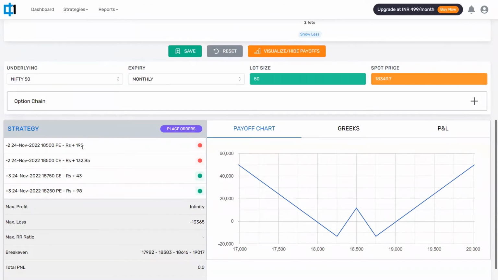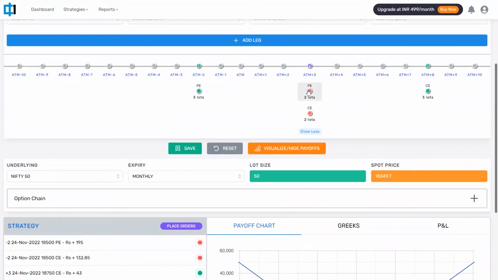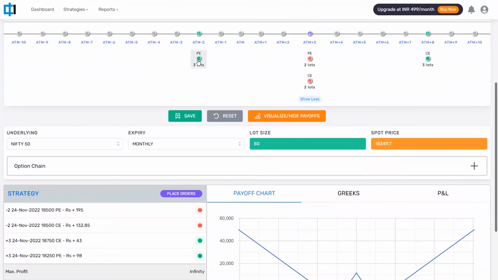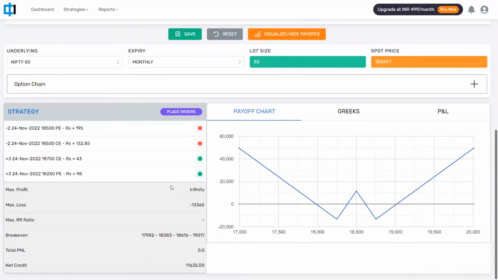In this case as well, since you are buying and selling, some of the premium would be offset by the premium that you receive when you're selling options. But overall, since you are buying more lots than you are selling, your overall max loss is capped. And the max loss in this case is 13,365. If there is a range and the break evens are in front of you.